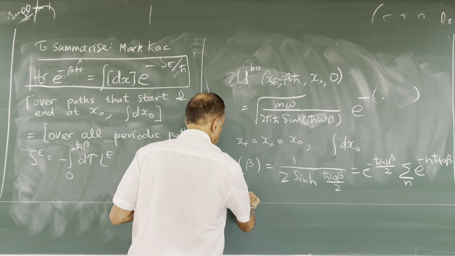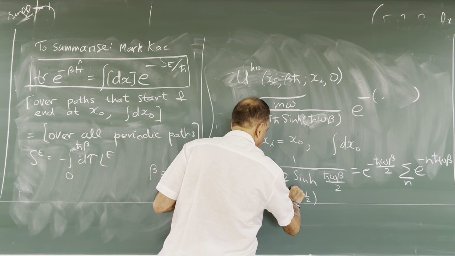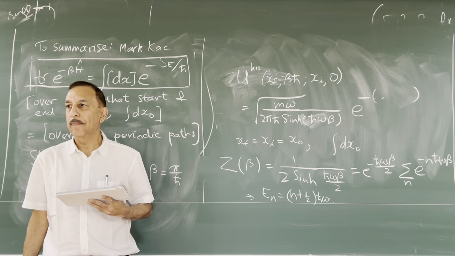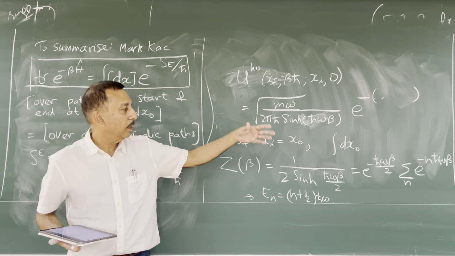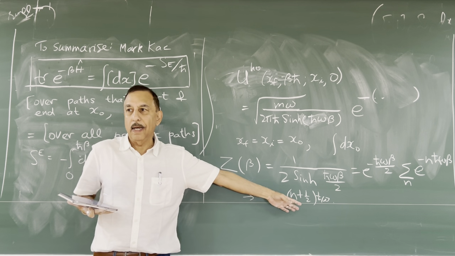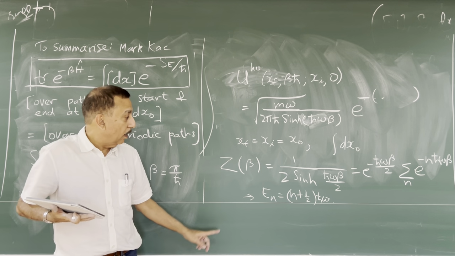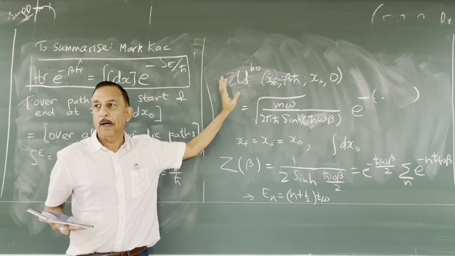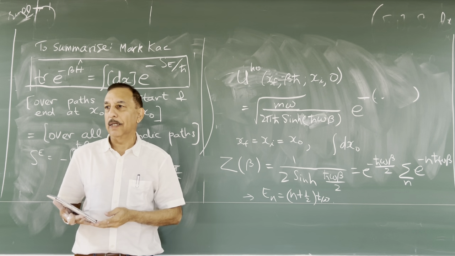And from this, you can read off that En is equal to n plus half h bar omega, just by comparing it with the summation e to the minus beta En, with all of these having degeneracy 1. Well, we always knew that, but what we are seeing now is that we can find the spectrum if somebody miraculously gave us the path integral. So from the path integral, we can deduce the spectrum of the harmonic oscillator.